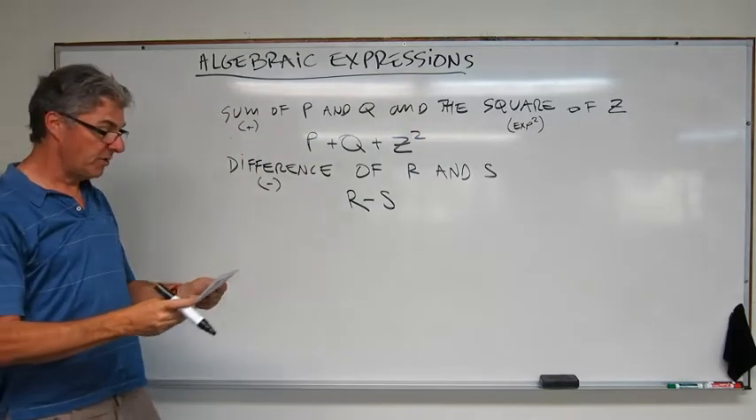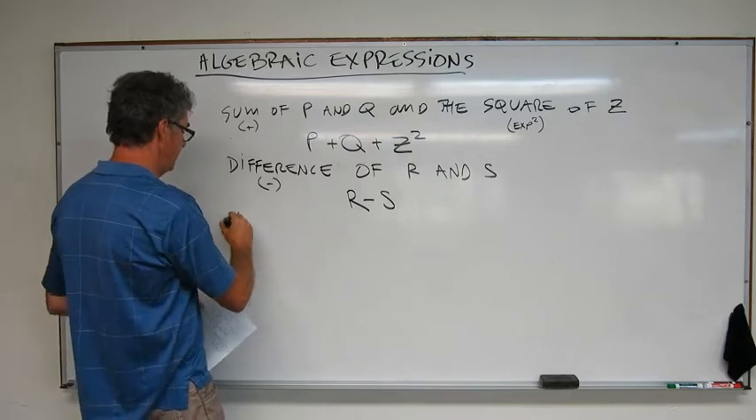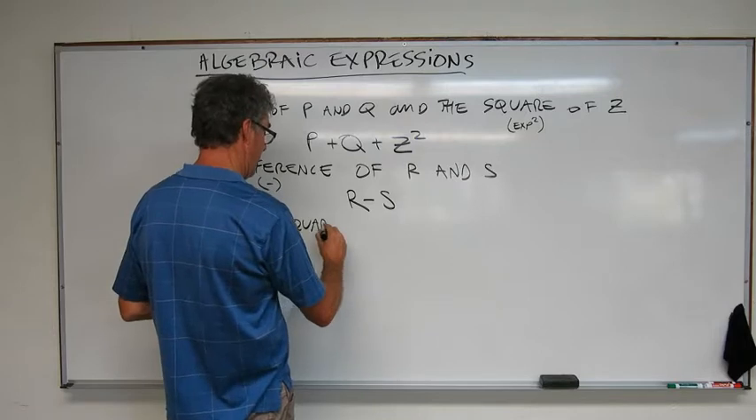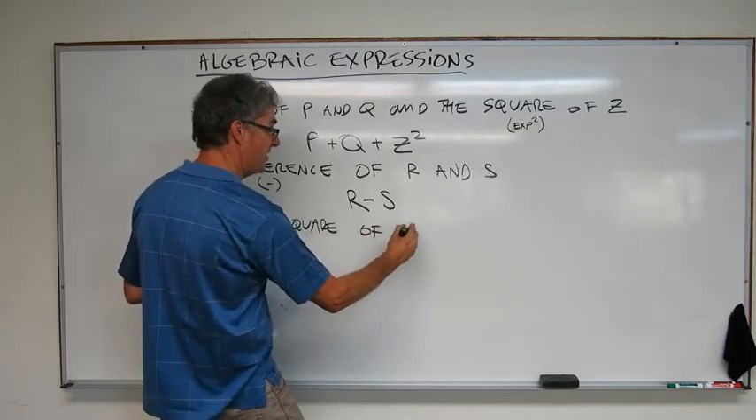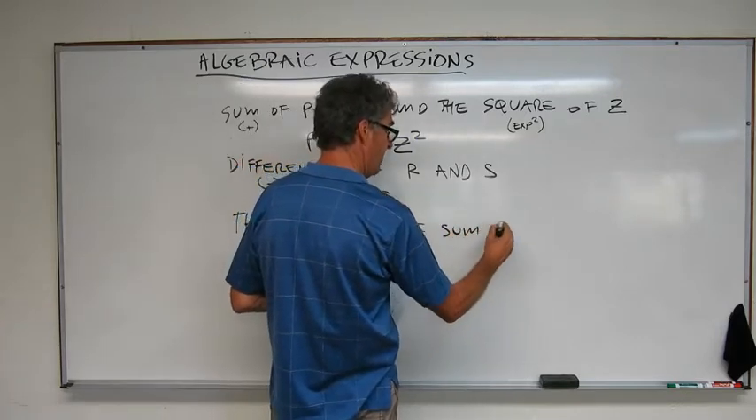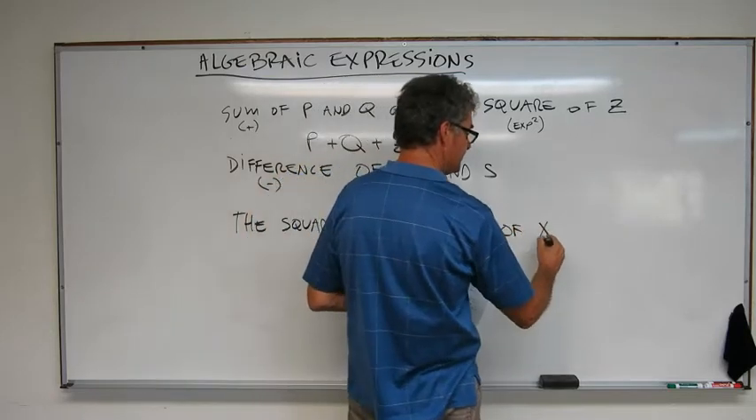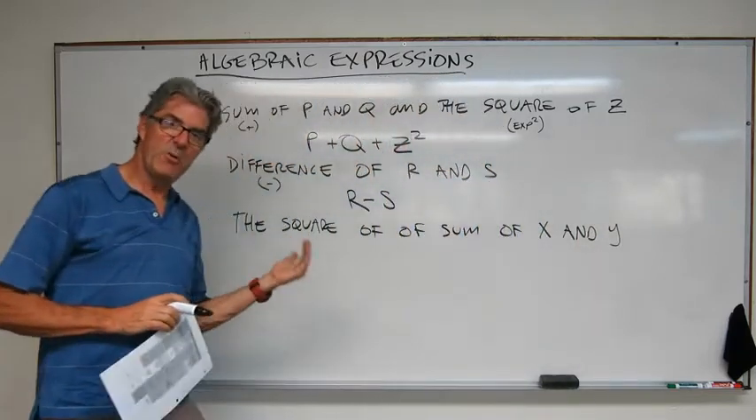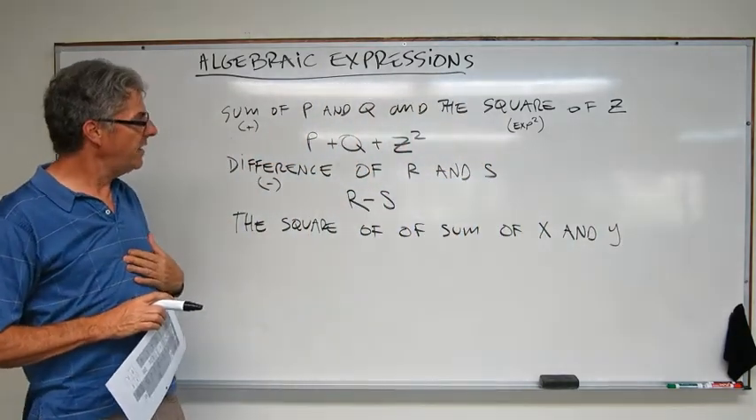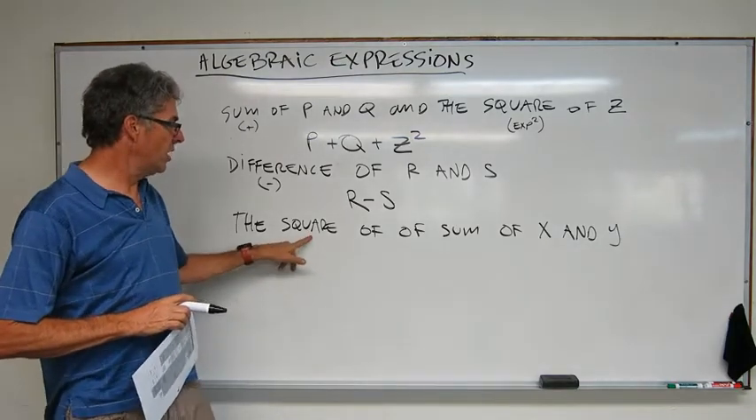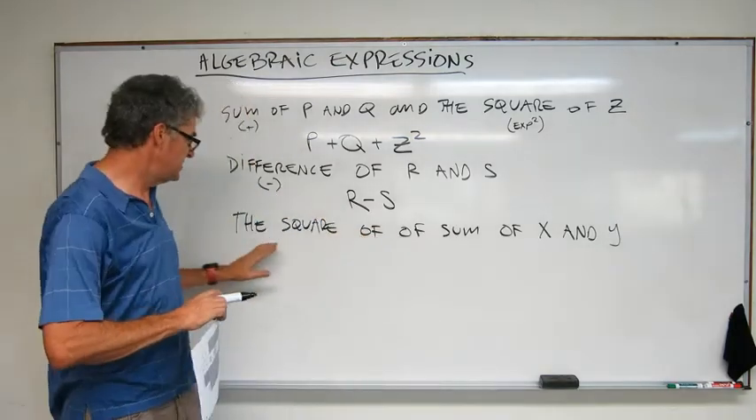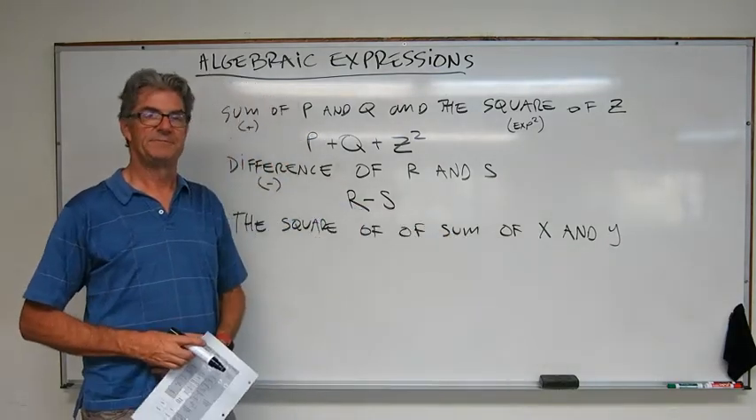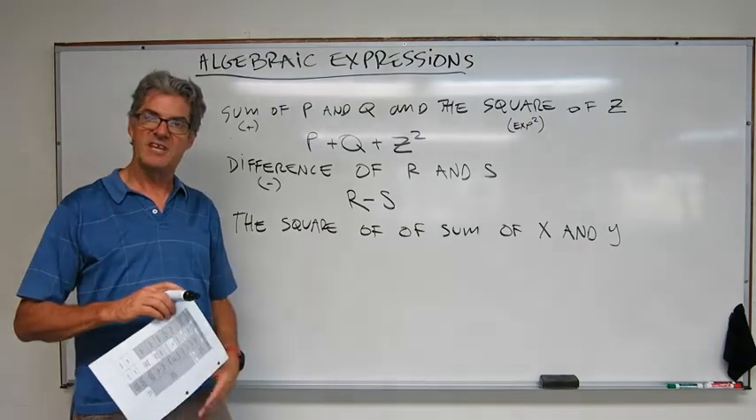Let's try a slightly different one. The square of the sum of X and Y. So at this point, I think I want you to try that first before I explain it. You have enough, I think, in here. You know what square means. You know what sum means. You just have to tease this out. It's the square of the sum of X and Y. Pause the video. Give it a shot. Okay, let's see how you did.